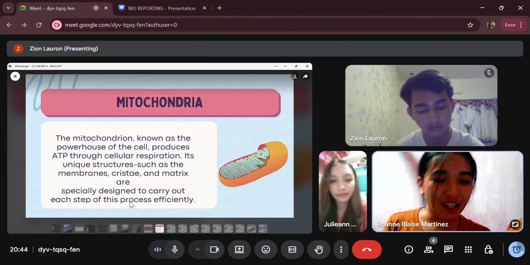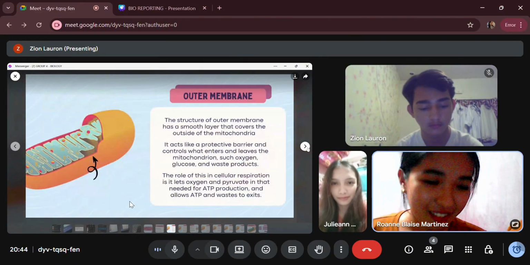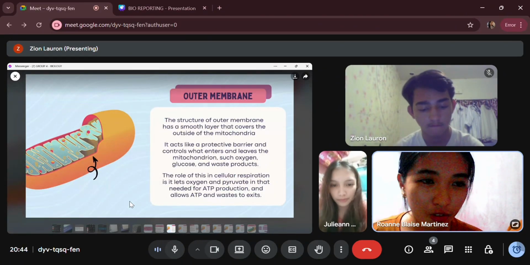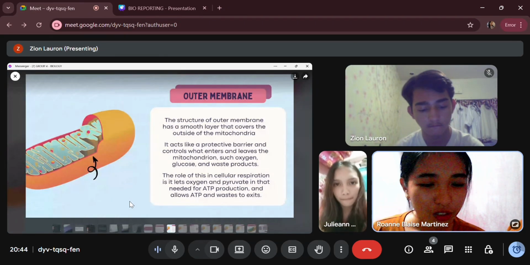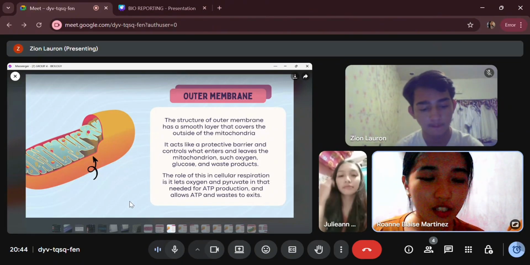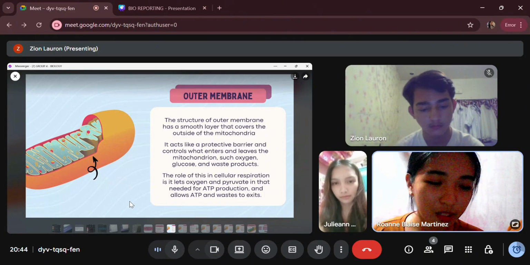Let's proceed now to the structure: the outer membrane. The outer membrane is a smooth layer that covers the outside of the mitochondria. It acts like a protective barrier and controls what enters and leaves the mitochondrion, such as oxygen, glucose, and waste products. Its role in cellular respiration is that it lets oxygen and pyruvate, which are needed for ATP production, enter, and allows ATP and waste to exit.